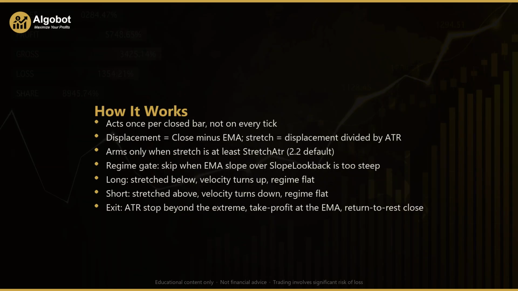Let's walk through the exact logic the strategy follows. It only acts once per closed bar, so it isn't reacting to every tick. On each new bar, the strategy first calculates three things: the exponential moving average as the equilibrium, the ATR as the volatility scale, and the displacement, which is simply the closing price minus the moving average. A positive displacement means price sits above equilibrium. A negative displacement means it sits below.